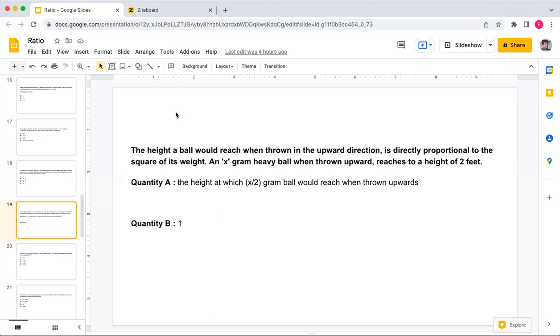Okay, so what's the answer to this question? A is greater than B. B or A? A. Wow. Answer is A. Someone is saying A and someone is saying B.